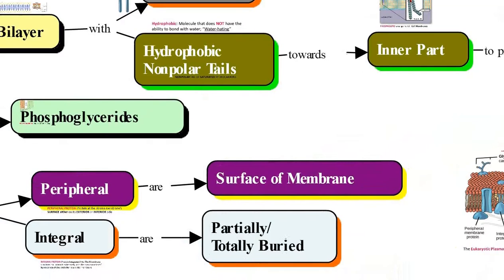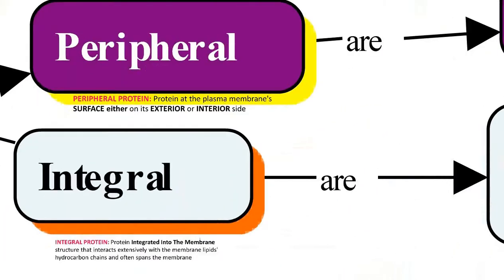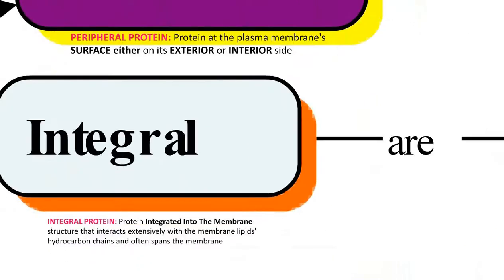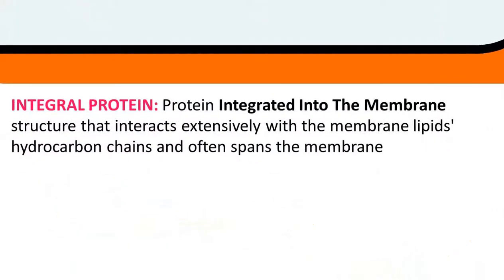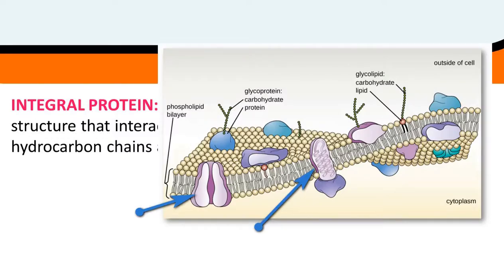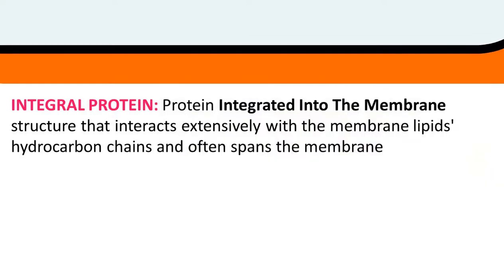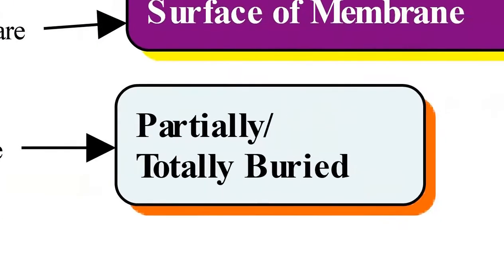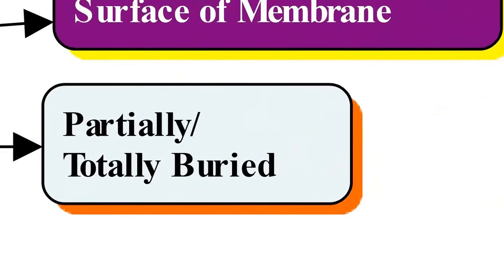Coming to the other variety of protein, the integral protein. This is the protein that is integrated into the membrane structure and interacts extensively with the membrane's lipid hydrocarbon chains, and often spans the membrane. These integral proteins are partially or totally buried in the plasma membrane.